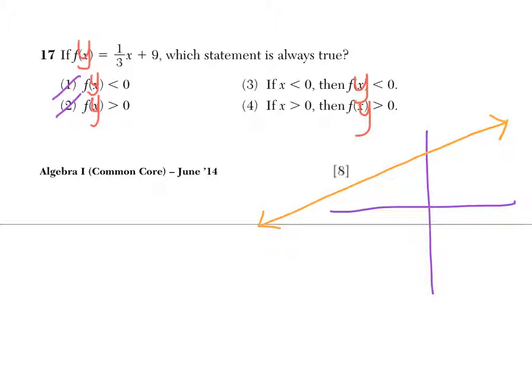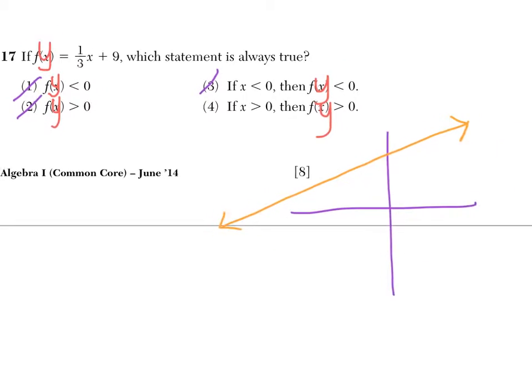If x is smaller than 0, so all of our x values that are smaller than 0, that's these guys over here, then y is always smaller than 0. Well, that's definitely not true. They're smaller than 0 over here, but not there. Let's hope answer choice 4 is correct.